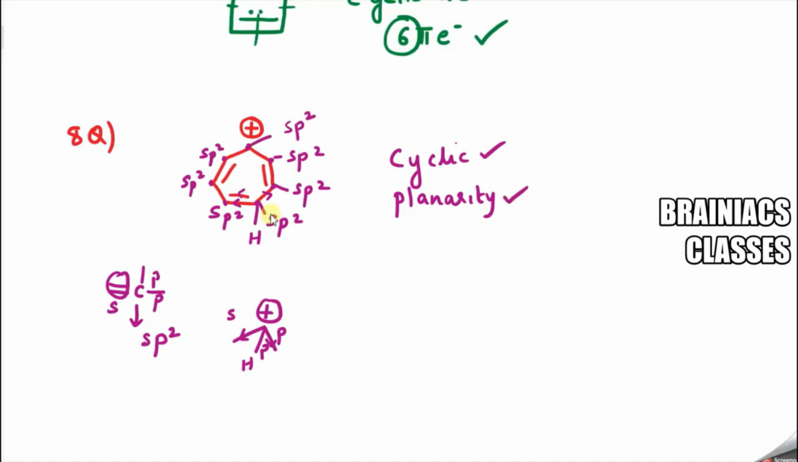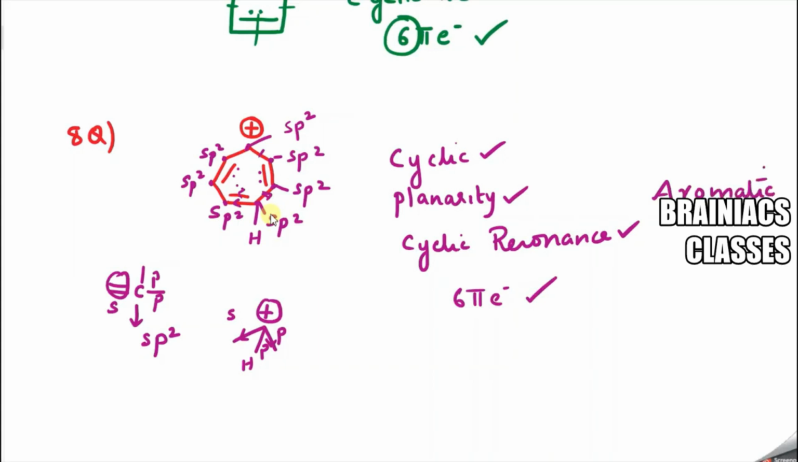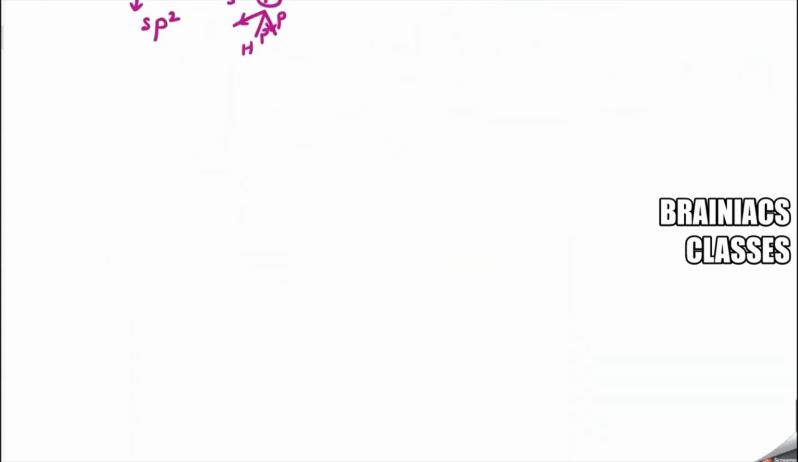Next we will check for the cyclic resonance. We know that positive charge, single bond, double bond, single bond, double bond, single bond, double bond, single bond, positive charge. So you could see cyclic resonance is also present. Next we count the number of pi electrons. 2 present here, 2 present here, another 2 present. So totally 6 pi electrons. So 6 pi electrons means it follows Huckel's rule. So the compound is what actually? Aromatic. Understood?